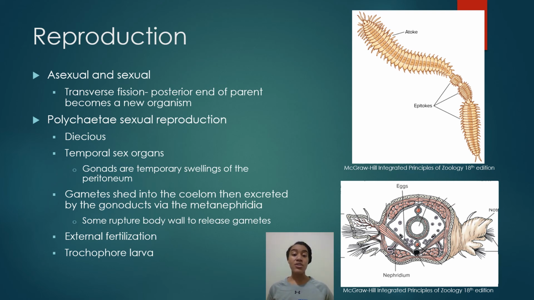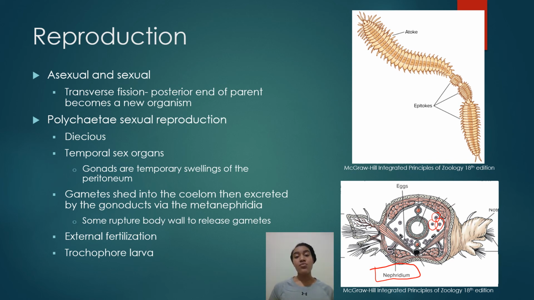One, they can make use of the metanephridia, and this process works kind of like this. Looking at this diagram, all these little circles here are the eggs in the coelomic cavity. The eggs will be swept up in the metanephridia and released into the environment via the gonoduct, sorry. And that's how they can be released.